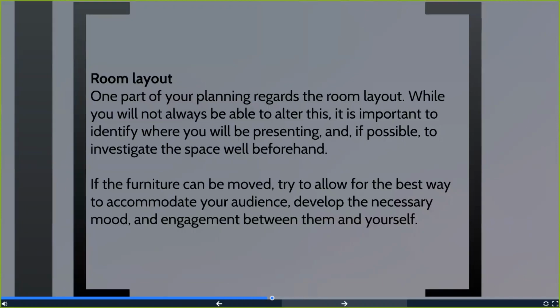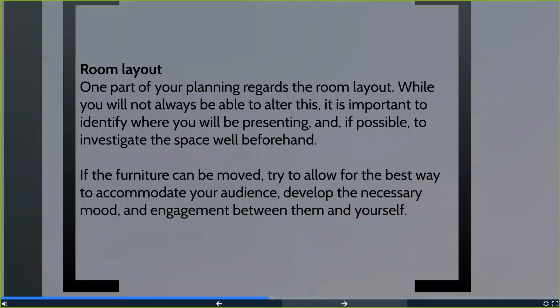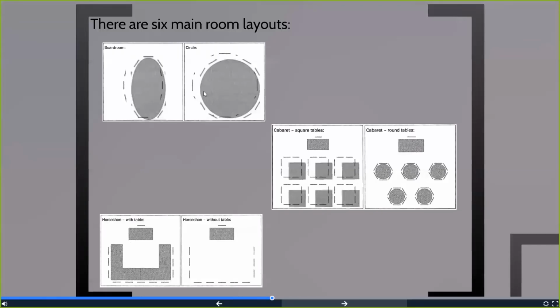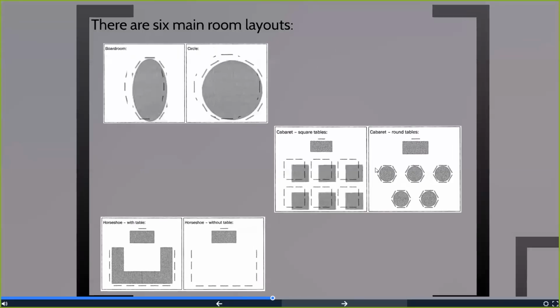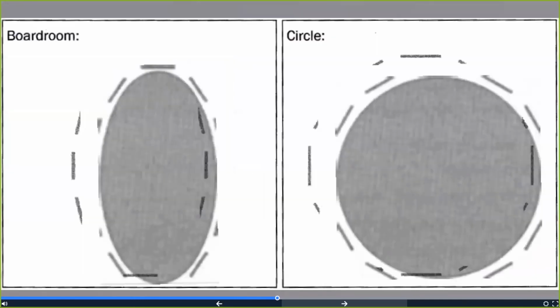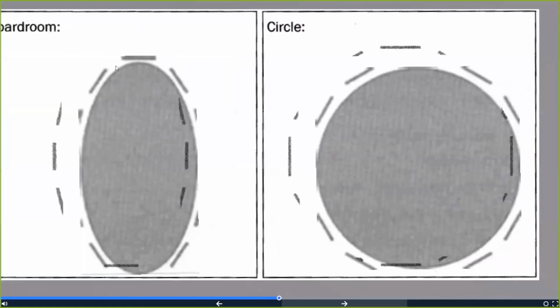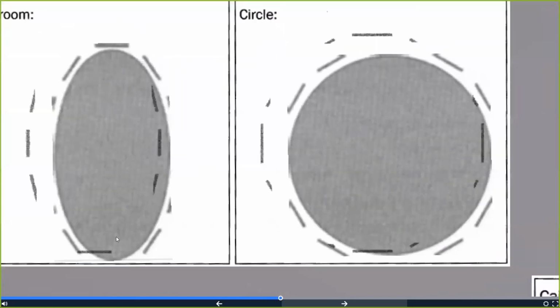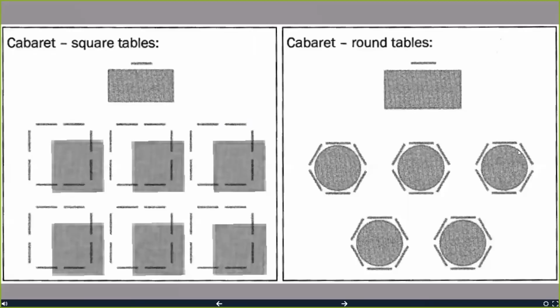There are 6 main room layouts. There's the boardroom, which is the oval, the circle, tend to be better for smaller groups. You got the cabaret, which is you up the front and square tables. You got the cabaret with round tables. So you got that, like here we've got the building block effect in reverse. So 3, or the reverse pyramid.